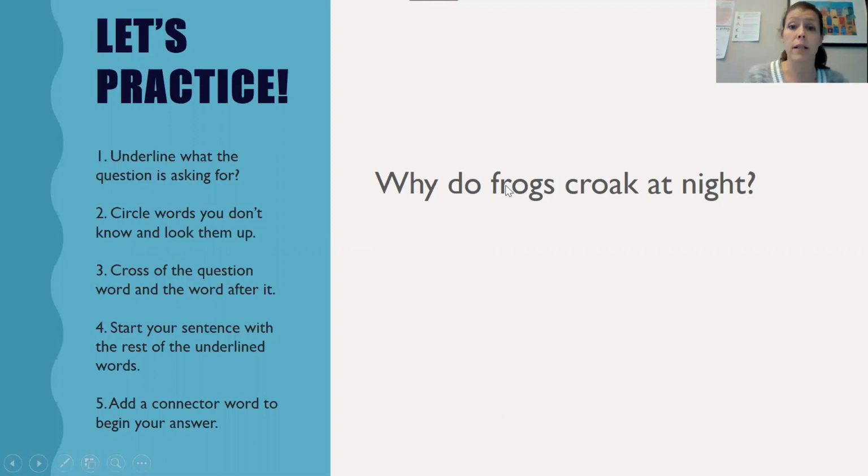How are we going to answer this? First, we're going to underline what is the question wanting us to do. Why frogs croak at night? That's what it wants us to do, is find that out.